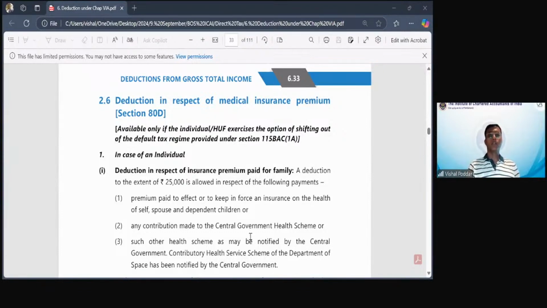Has everybody understood up to this point? Yes, Hardik. Entire amount which is in 80CCH is allowed as deduction.